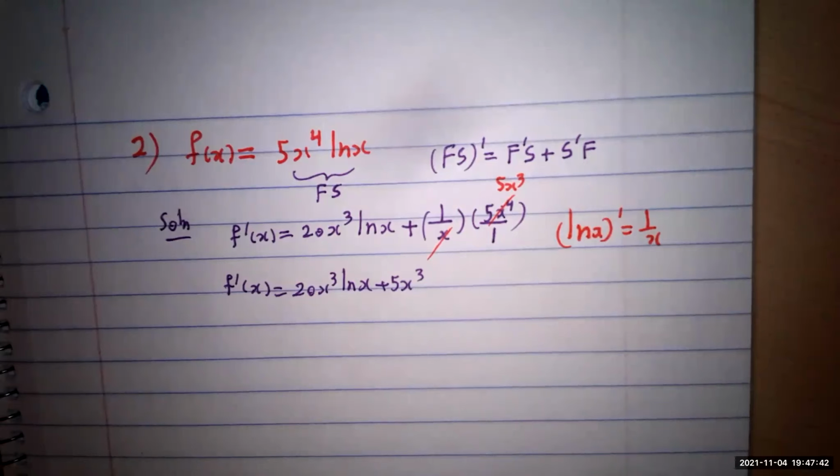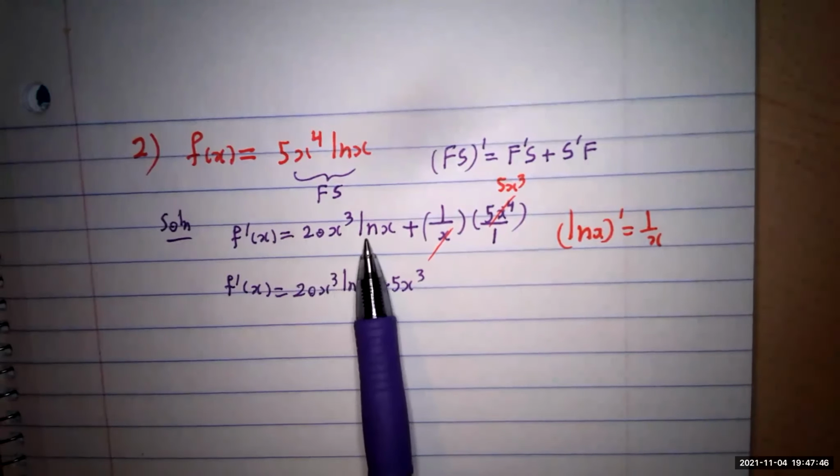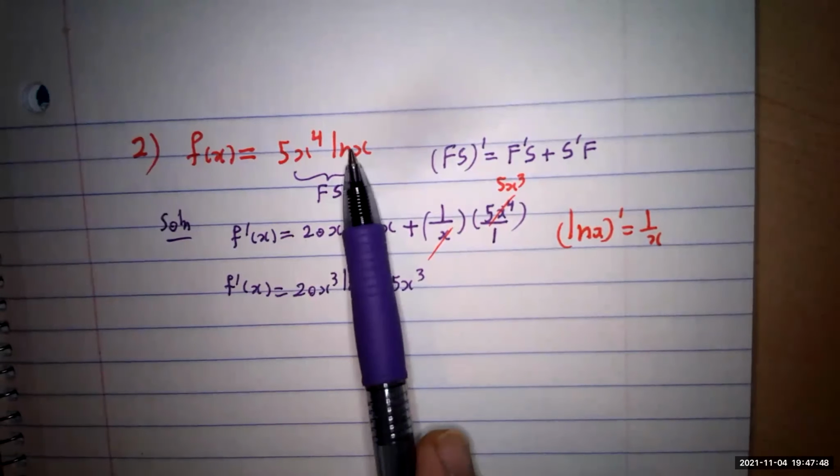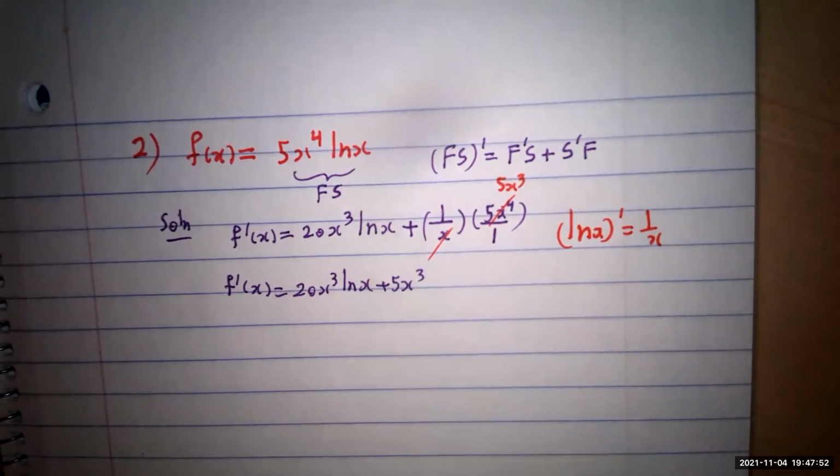Okay, derivative of the first times the second, plus the second times the derivative of the first. Derivative of the first, 20x cubed, times the second, plus derivative of the second times the first. Derivative of ln x, 1 over x. Okay, so that's going to be type 2.